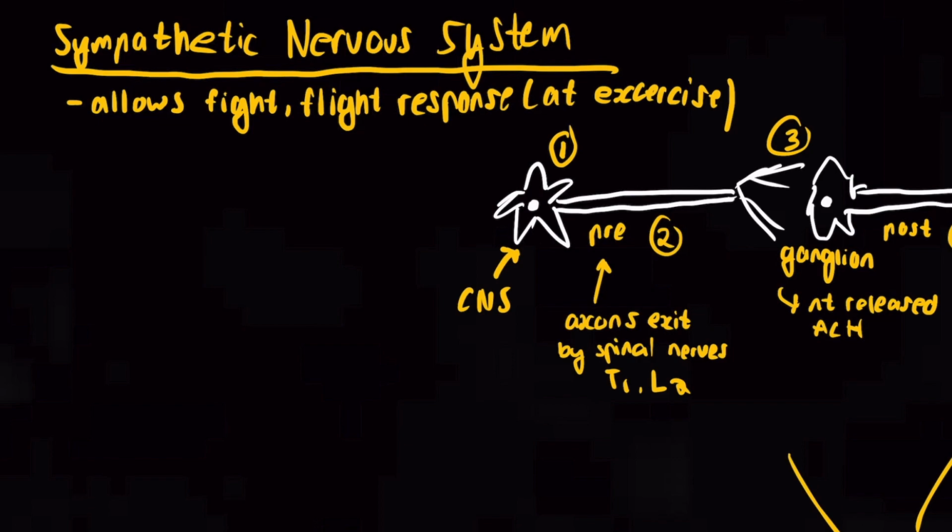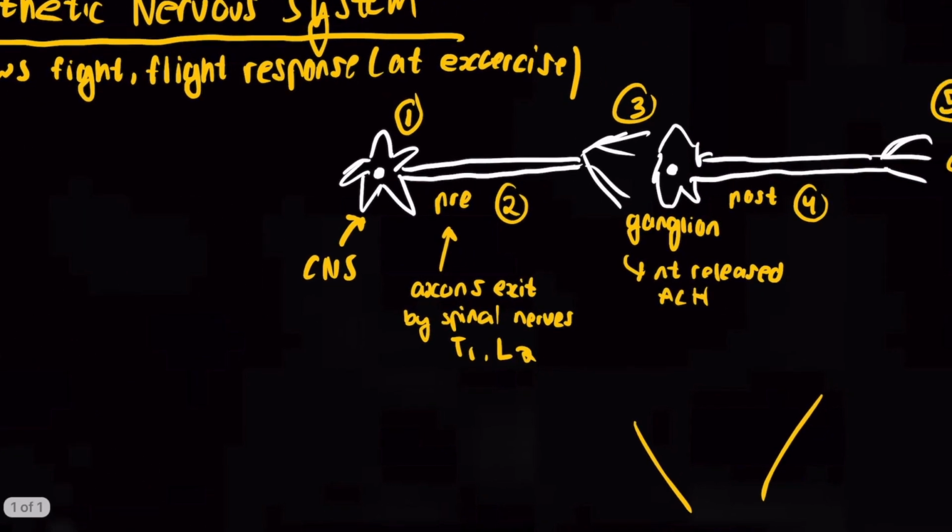Okay, so let us look at the sympathetic nervous component of the autonomic nervous system. So the sympathetic nervous system of the autonomic nervous system is responsible for our fight and flight response. This specifically occurs during exercise. So sympathetic would be our fight and flight, and our parasympathetic, which we will look at later on, is our rest and digest. But let's look at sympathetic first.